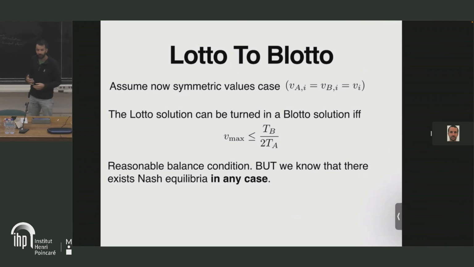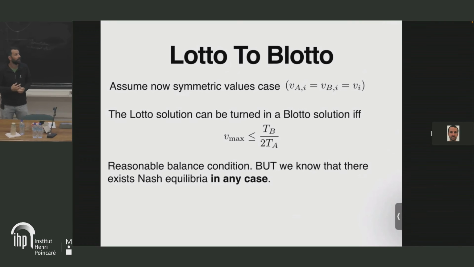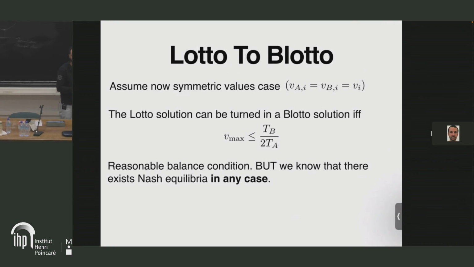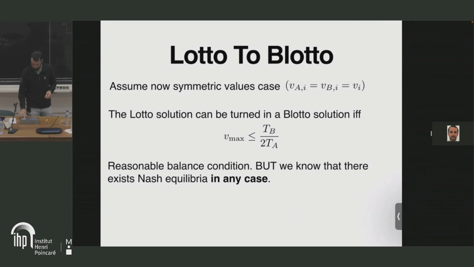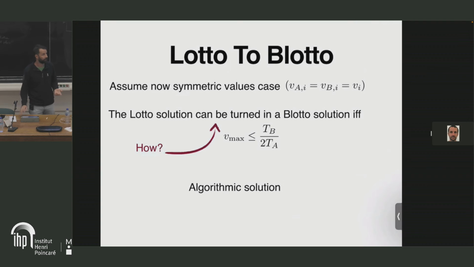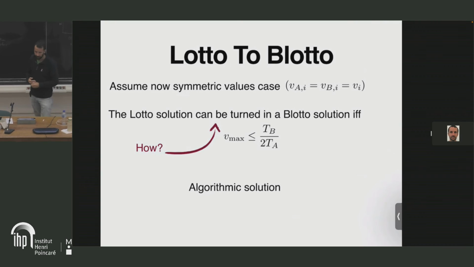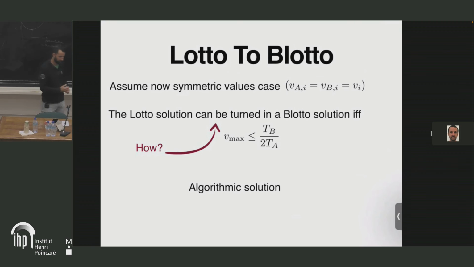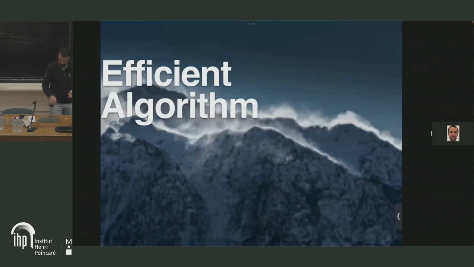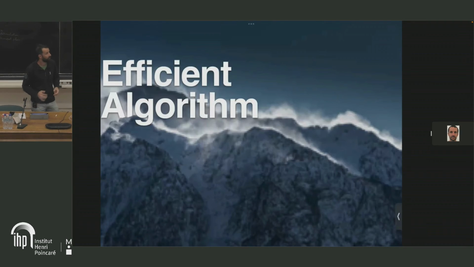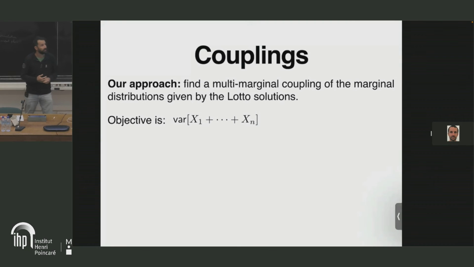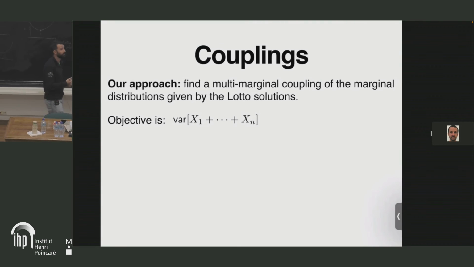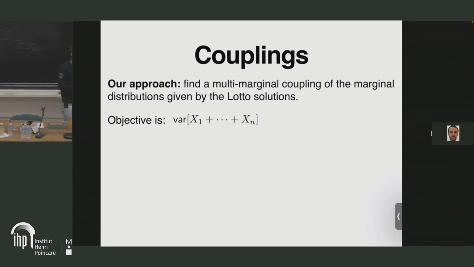But we know that there are Nash equilibria, or at least one. So there will exist a Nash equilibrium in any case. So we expect that the solution will just be different from the Blotto game. So now the next question is, how do we compute this mixture? We came up with an algorithm, and we're going to see that it looks like something that you might be familiar with if you are familiar with Wasserstein barycenters.